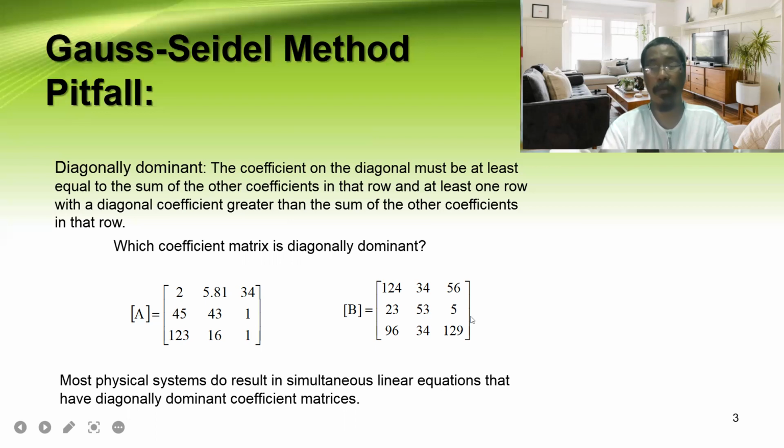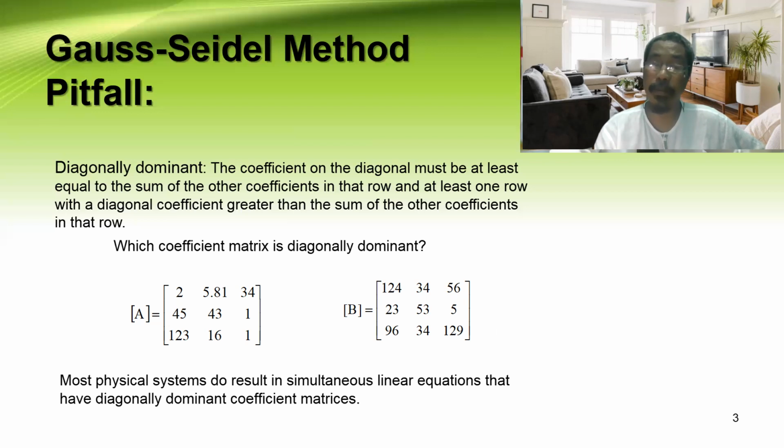So at least one row. We have at least one row with the diagonal coefficient greater than the sum of the others. So there are actually two. This one is greater than the other two, and this one is greater than the other two. So that's dominant. Most physical systems do result in simultaneous linear equations that have diagonally dominant coefficient matrices.